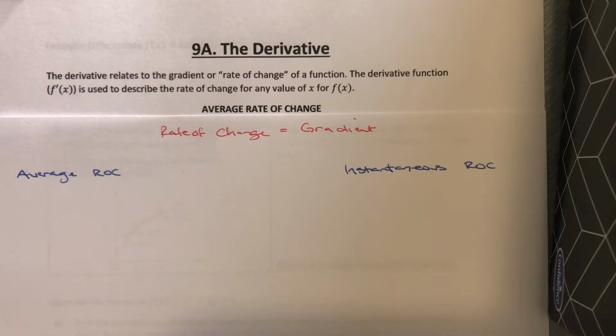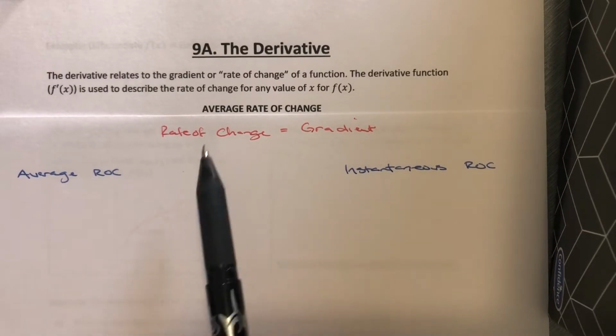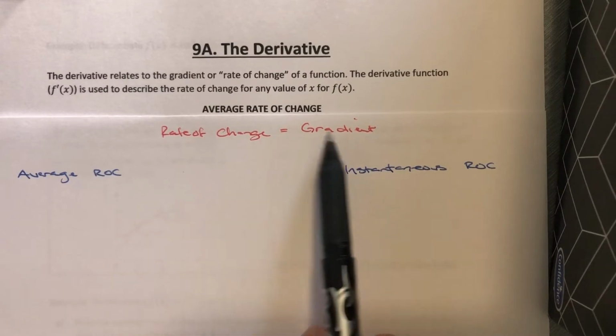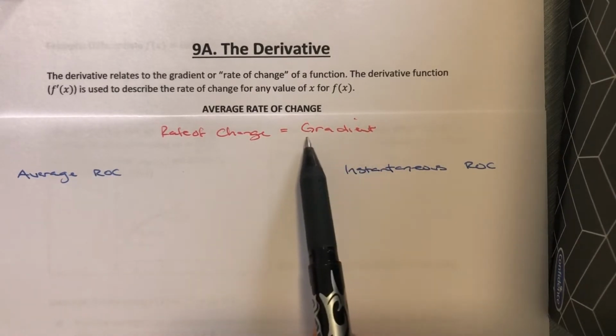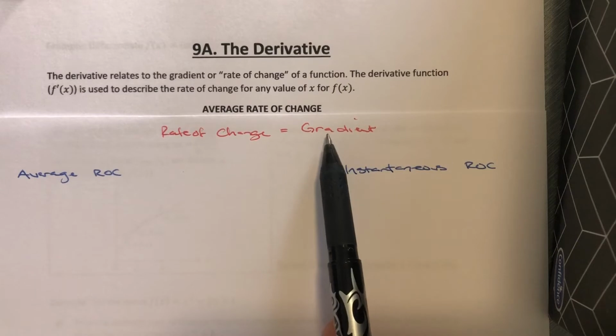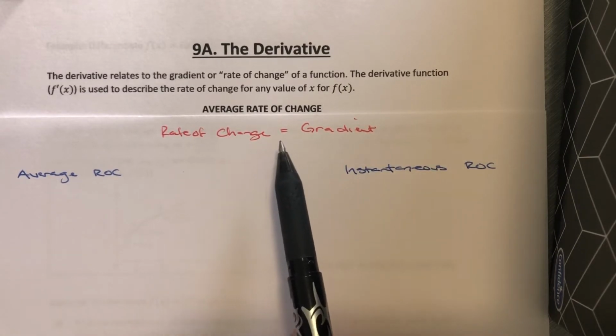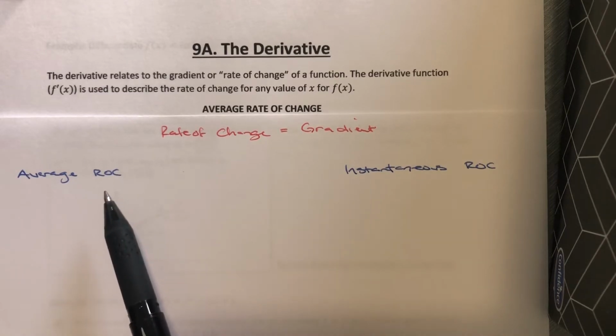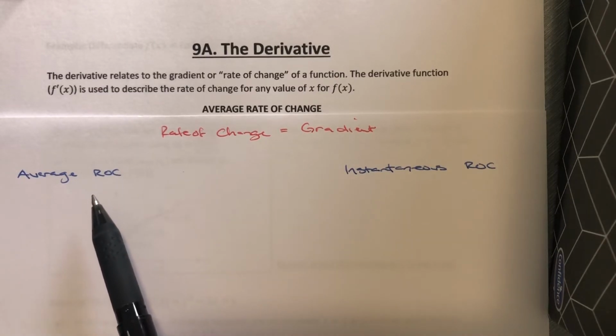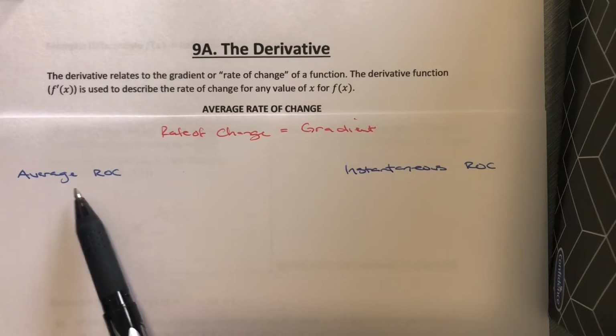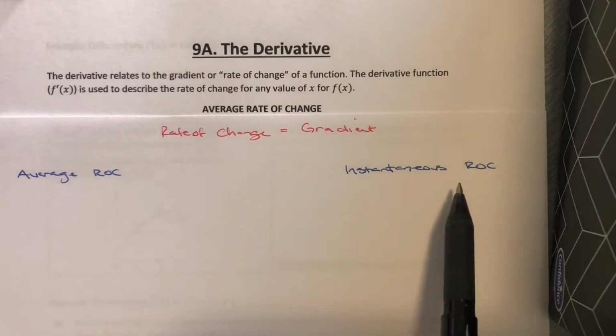So in the area of study of calculus, it's pretty much all about gradient, but they'll use the words rate of change. So rate of change and gradient are the exact same thing. You probably used the word gradient more in the past, but it's important that we know that they just mean the same thing. Now there's a couple of different types of gradient. There's an average rate of change and there's an instantaneous rate of change.